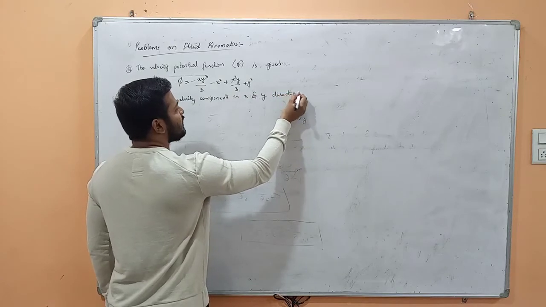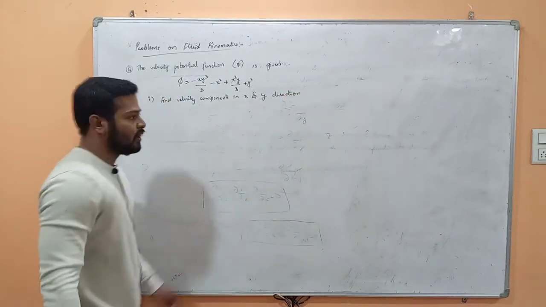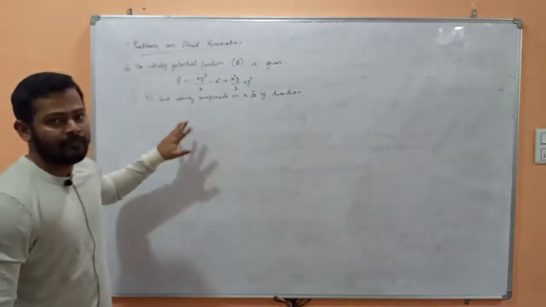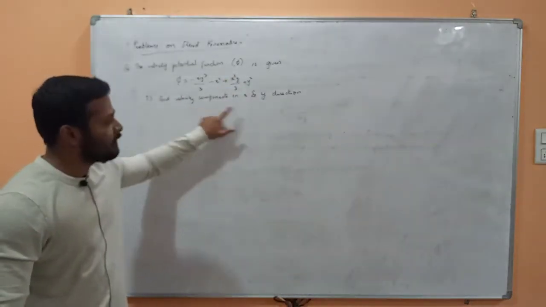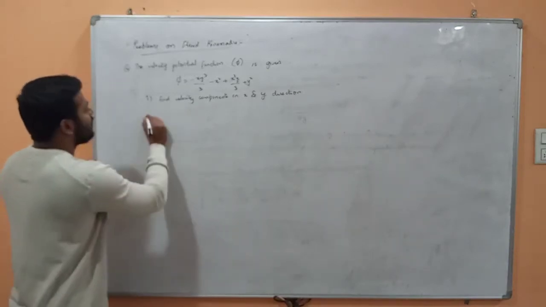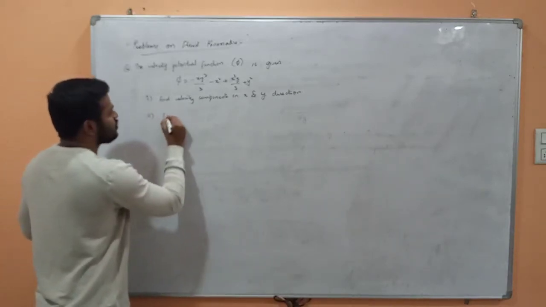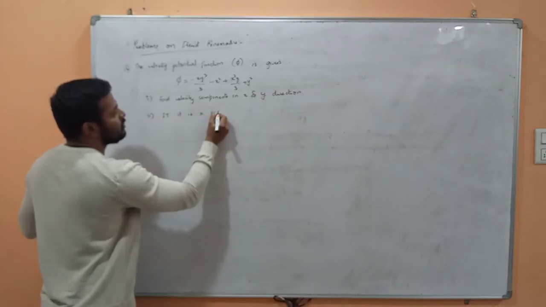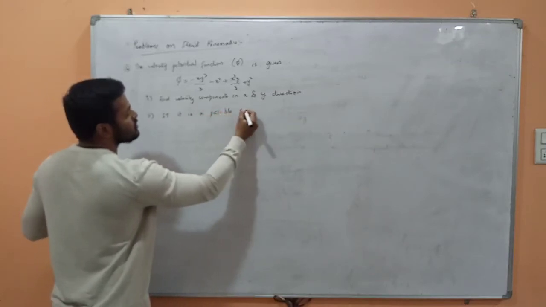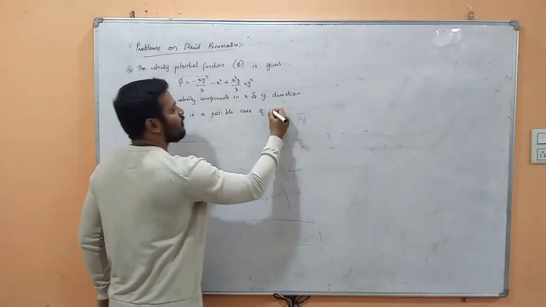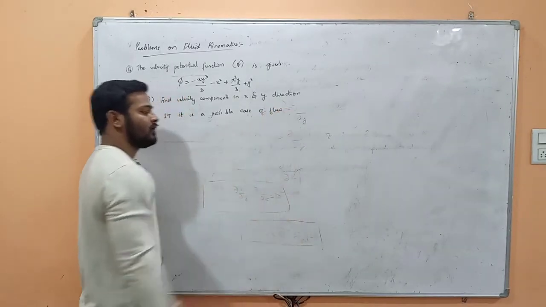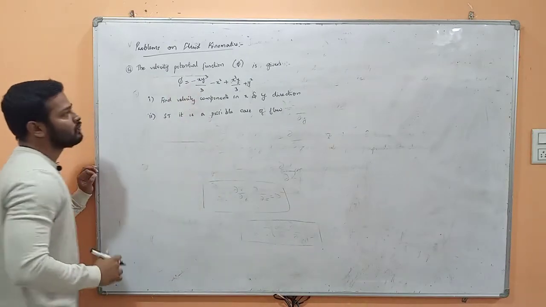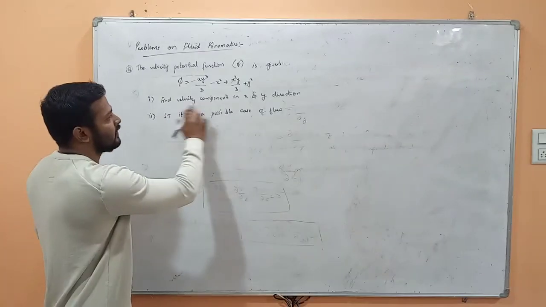What is velocity in x direction? It is u, and velocity in y direction is v. See the first formula, you will be able to find this one. Second one is show that it is a possible case of flow. See the third formula, you will be able to find this one. So this is the given equation. First we have to find out the velocity.